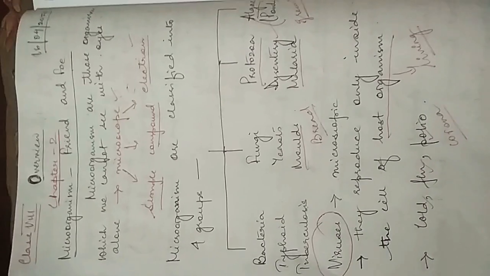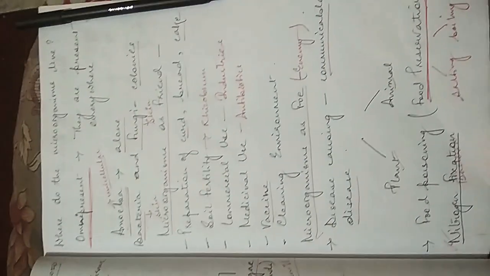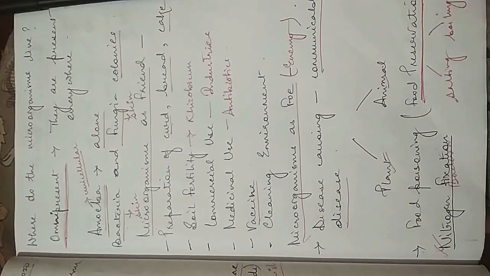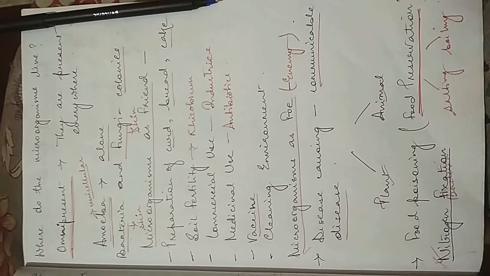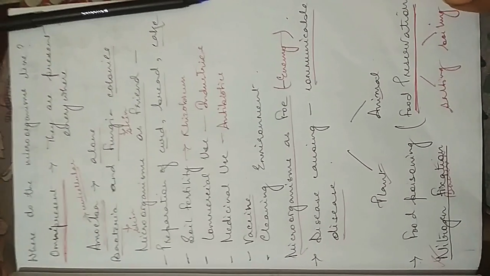This is the overview of the whole chapter, where we are going to study the types, where they live, what diseases they cause, what functions the microorganisms perform as a friend, and what things the microorganisms do as an enemy to humankind.